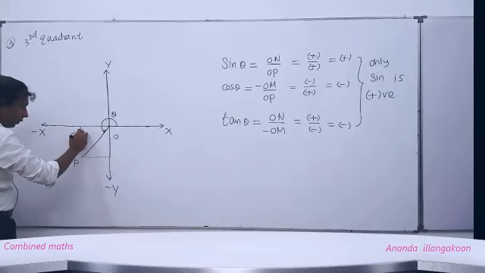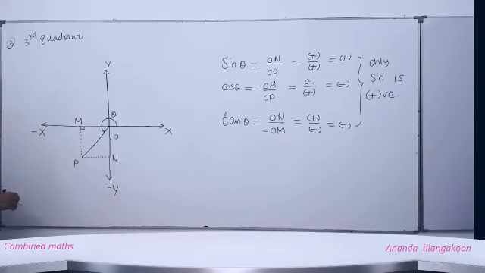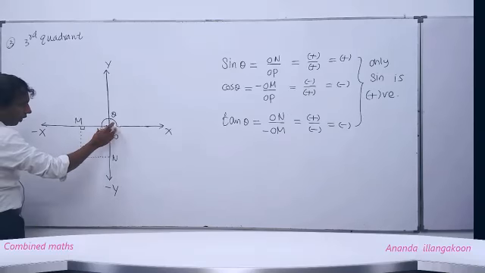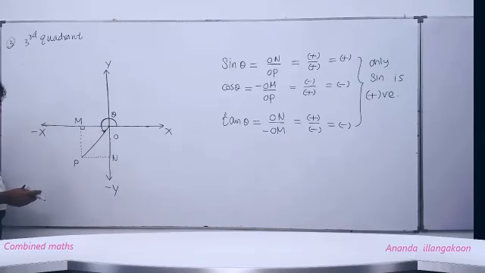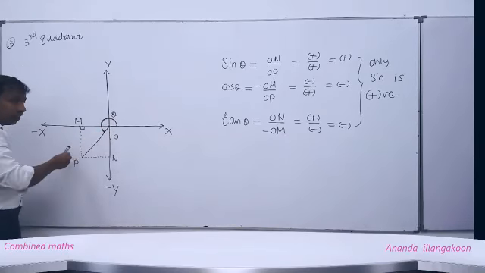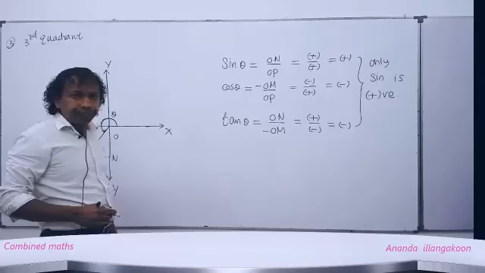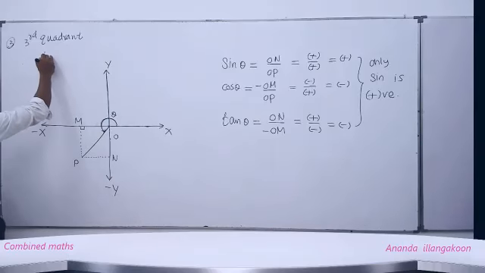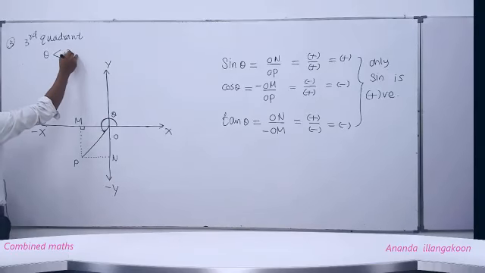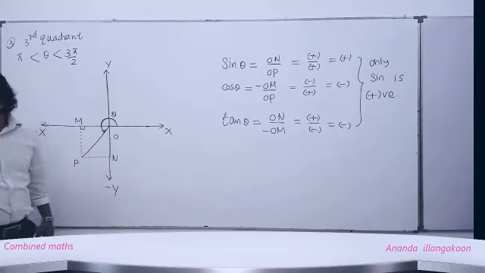Right? So this is the point M, this is N. Now in this case, people, what can I say about this angle? This angle is more than 180, but less than 270. Once this OP goes to the negative y-axis, the angle is 270. But in the third quadrant, when OP lies there, the angle is less than 270. So theta is less than 270, which means 3 pi by 2, but greater than 180. Right. So now we will see.